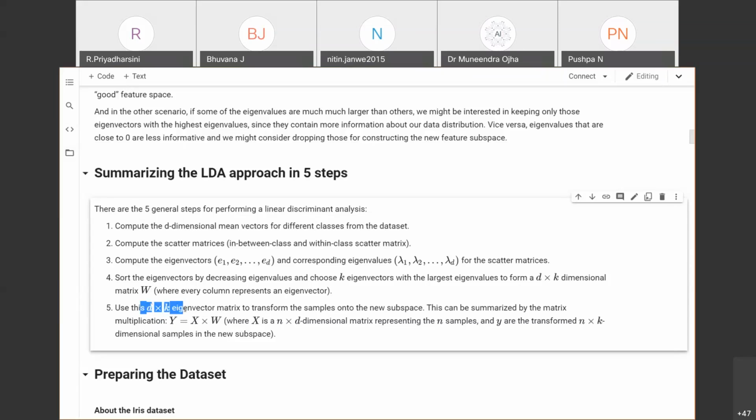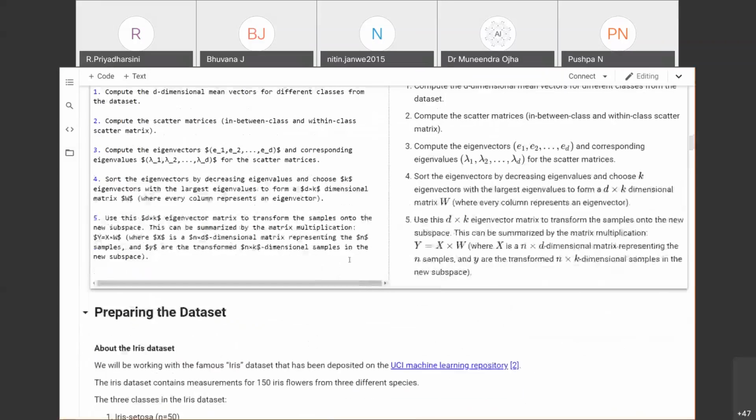So use this d by k eigenvector matrix to transform the samples onto the new subspace. So we have projected our data samples from a higher dimensional space to a lower dimensional space, where the lower dimensional space is given by the capital W matrix, where X is an n by d dimensional matrix representing n samples and Y are the transformed n by k dimensional samples in the new space. Y, it should be capital Y actually.